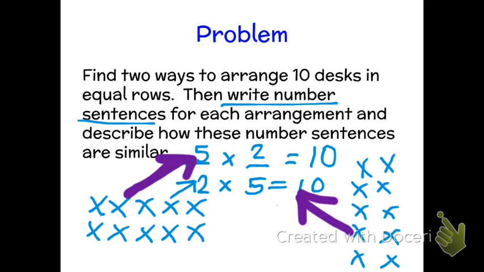I've got 2 ways, and I have the number sentences that go with them. These are similar because they both show a total of 10 desks. Both of them use the factors of 5 and 2. They're just arranged a little differently.